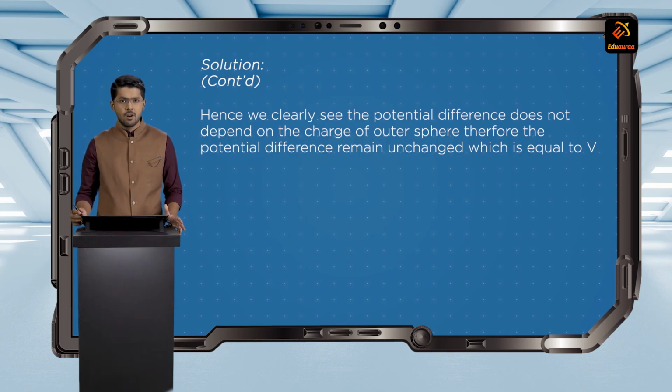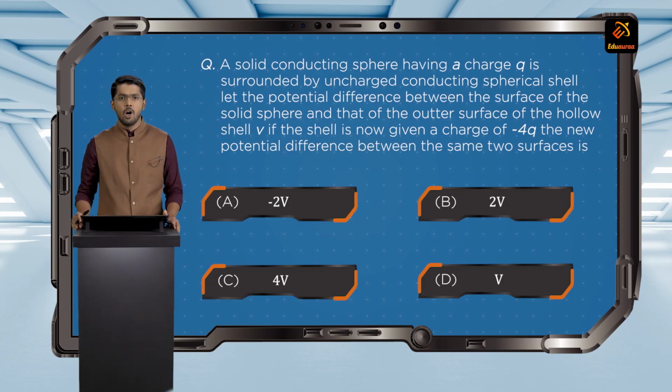Hence, we clearly see that the potential difference does not depend on the charge on the outer sphere. Therefore, the potential difference would remain unchanged, which will be equal to V. So, if you compare the options, option D is the correct answer to this question.